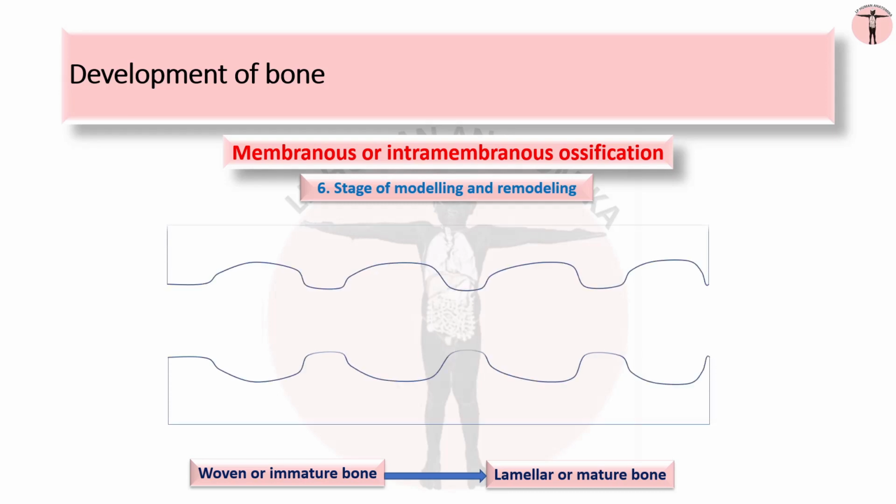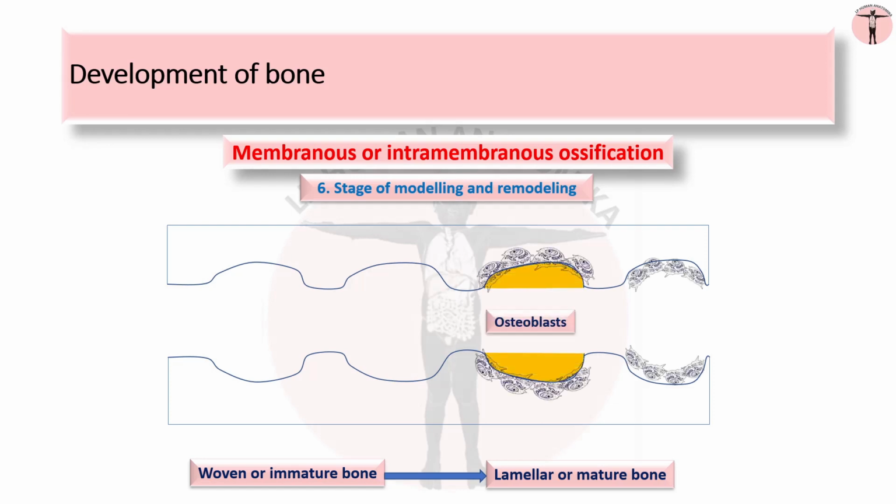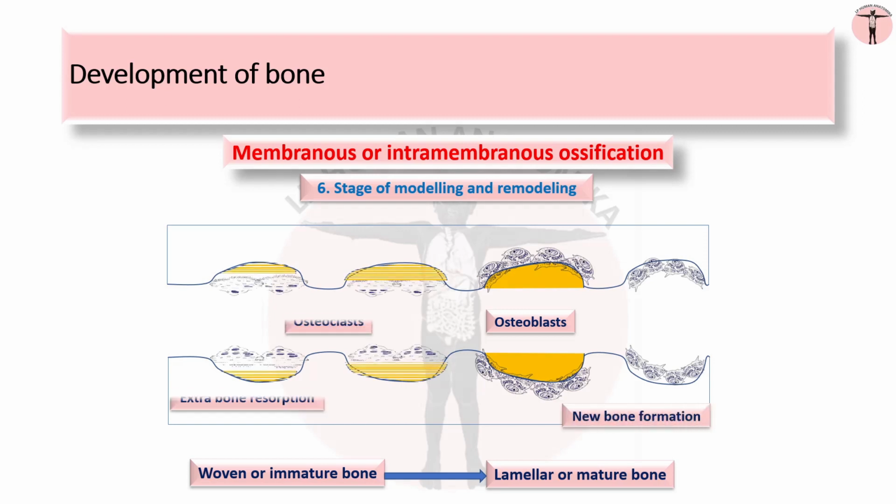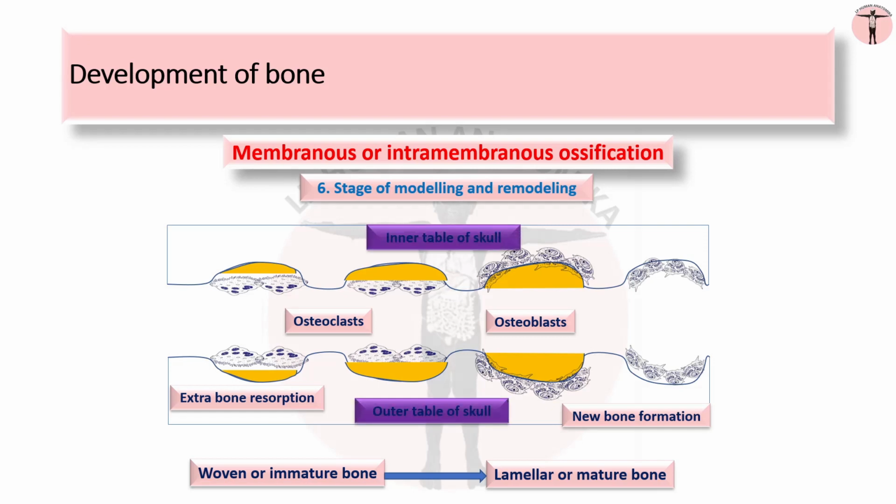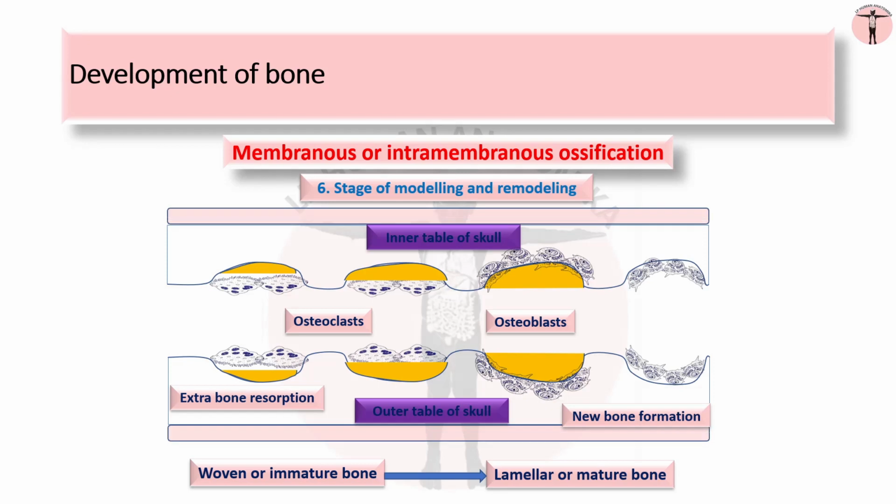This is a diagrammatic representation for the understanding of how the modeling of bone occurs in a skull. Continuous deposition of bone by osteoblasts on one side, forming a new bone, and resorption of the extra bone formation by osteoclasts on the other side give the definite shape to bone, forming the inner and outer tables of skull bone. The connective tissue surrounding the developing bone, which does not undergo ossification, forms the periosteum and endosteum.